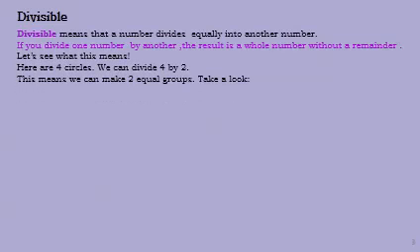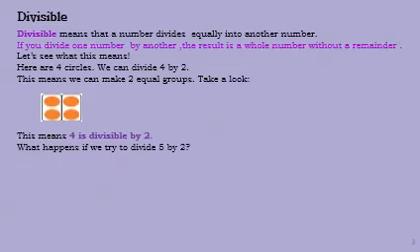Let's see what this means. If we have 4 circles, we can divide 4 by 2. So this means we can make 2 equal groups of those 4 circles, every 2 circles in a group. So we are going to get 2 groups without any circle left alone. This means that 4 is divisible by 2.